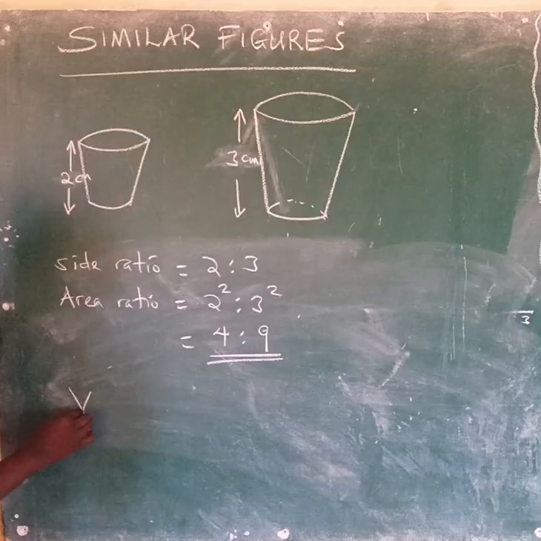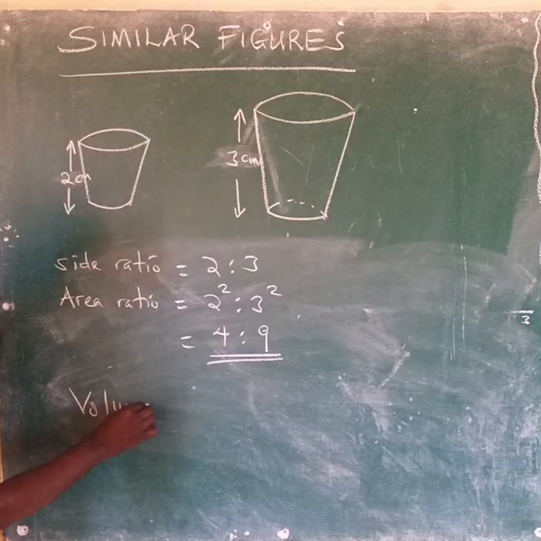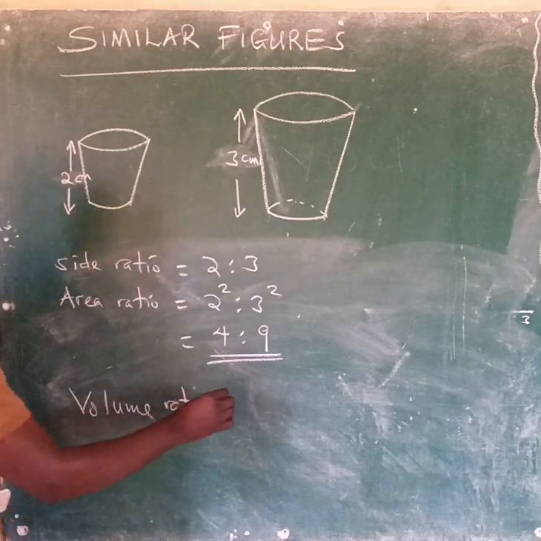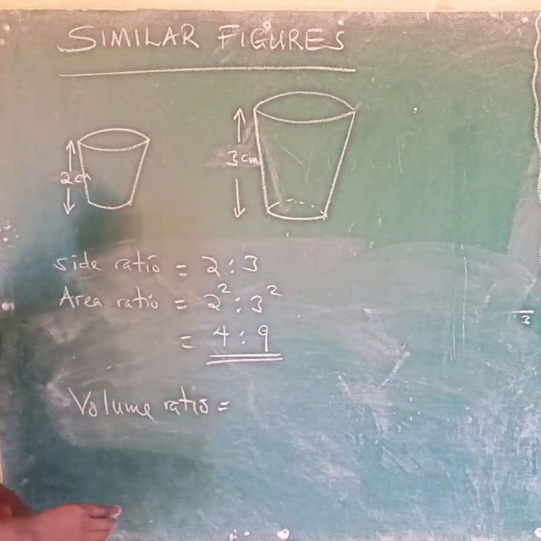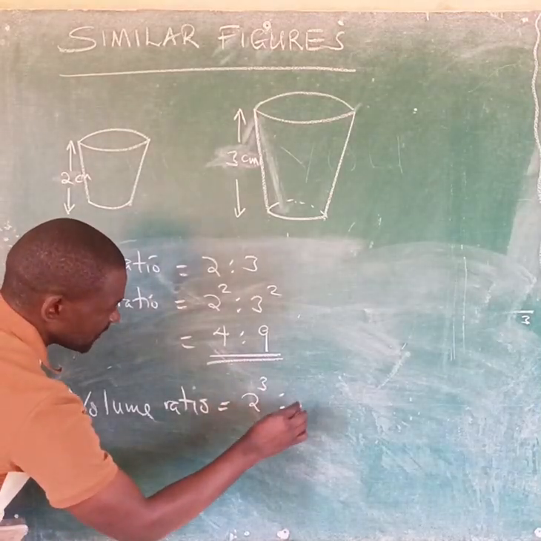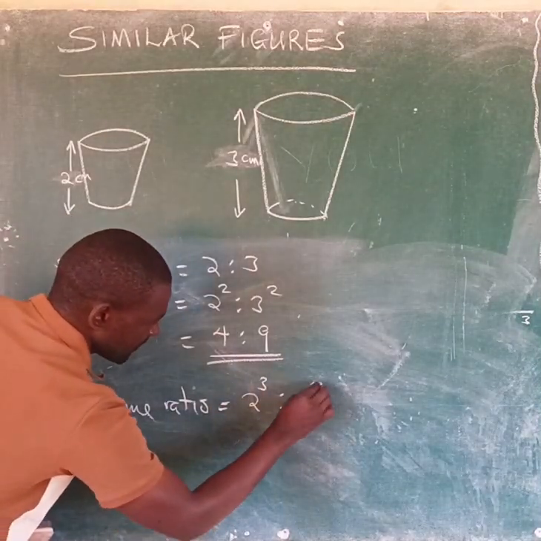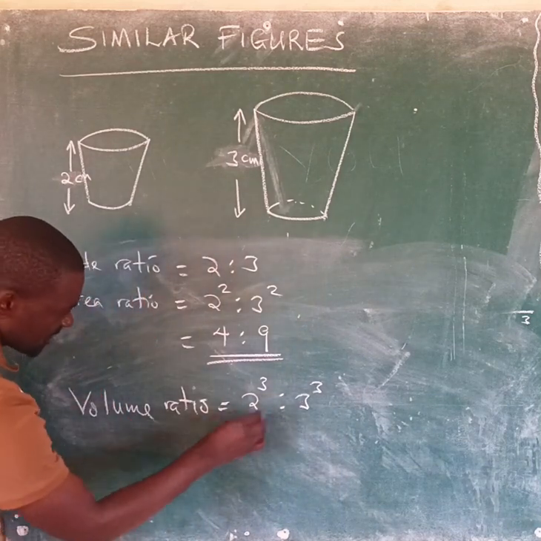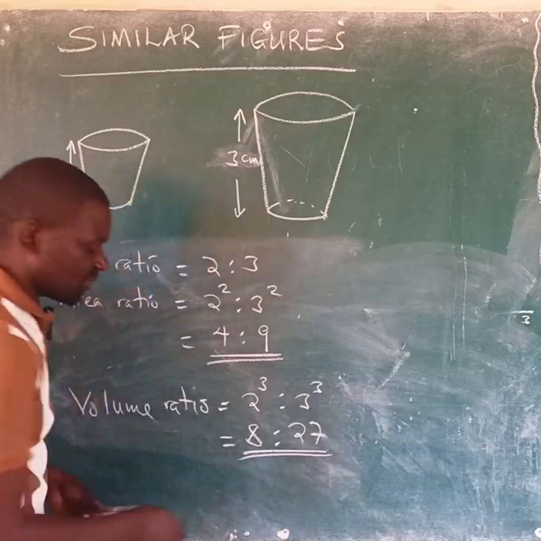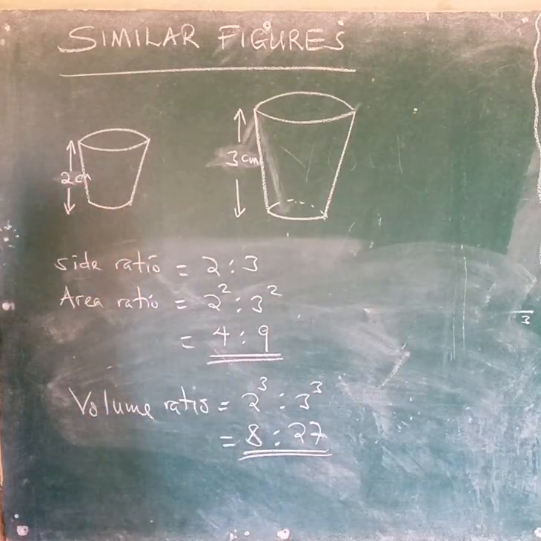And then the volume ratio is the same thing. So our volume ratio will simply be, for volume, it's in 3 dimensions. So we'll say 2 to the power 3 to 3 to the power 3. And that gives us 8 to 27. So this is the ratio for their volumes.